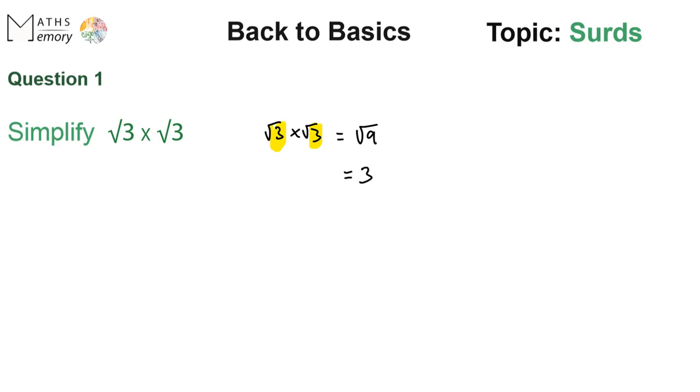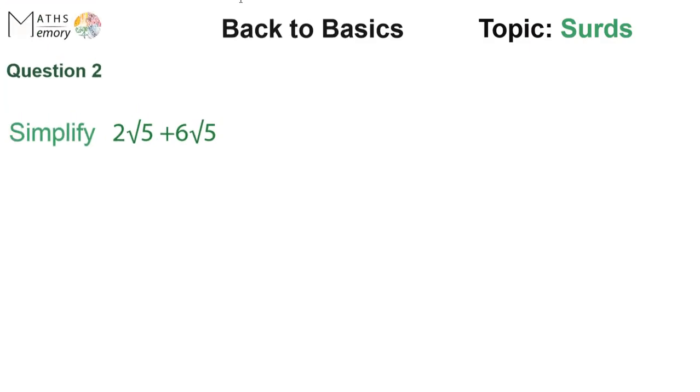Now, a little shortcut for this: look at the number inside here, which is 3, and 3 here as well. This number will always be the number inside here and here. We can go straight from here to here. Same concept, root 10 times root 10 will simply be 10. Question 2, back to basics.